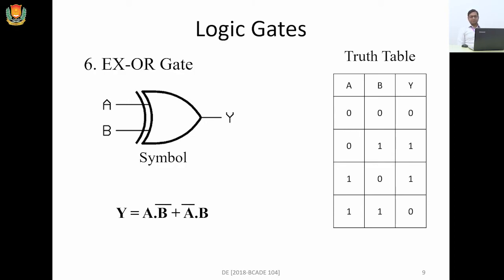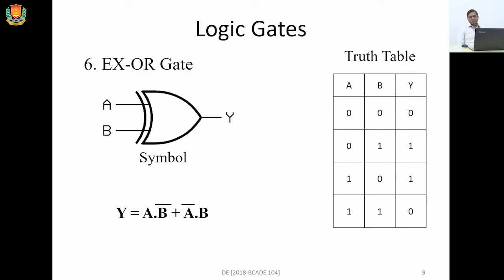If we have 0, 0 as input, the output will be 0. If we have 0, 1 in input, the output will be 1. If we have 1, 0 at the input end, the output will be 1. And if we have 1 and 1 as input, the output will be 0.